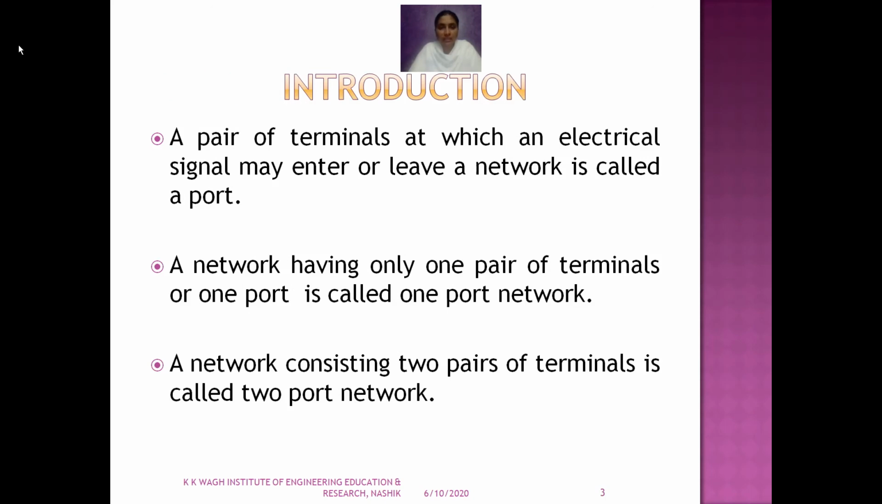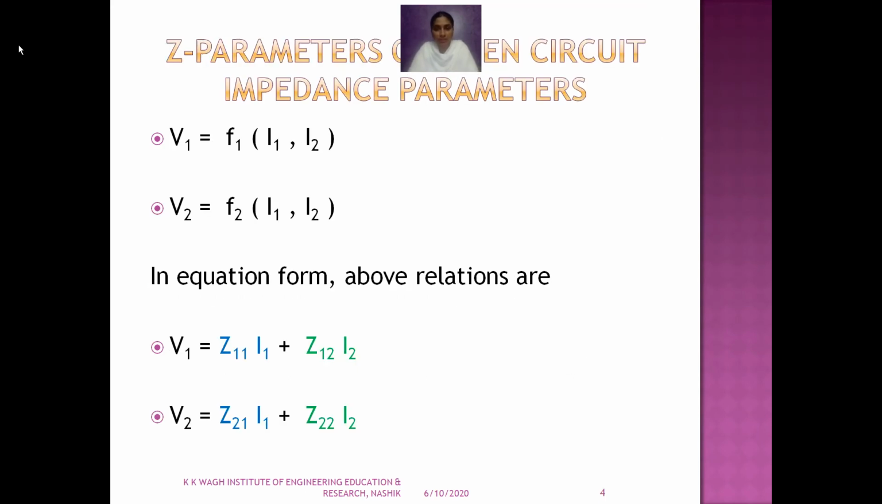Now let us see what we mean by a port. A pair of terminals at which an electrical signal may enter or leave a network is called a port. What do you mean by a one port network? A network having only one pair of terminals, or one port, is called a one port network. What do you mean by a two port network? A network consisting of two pairs of terminals is called a two port network.